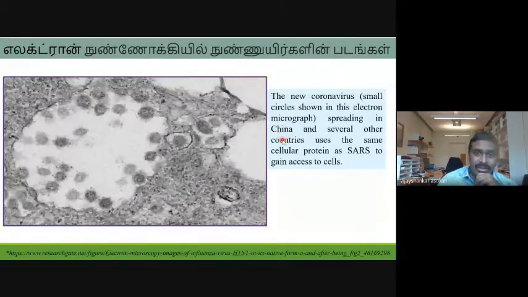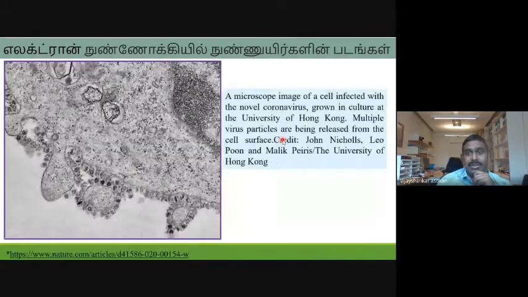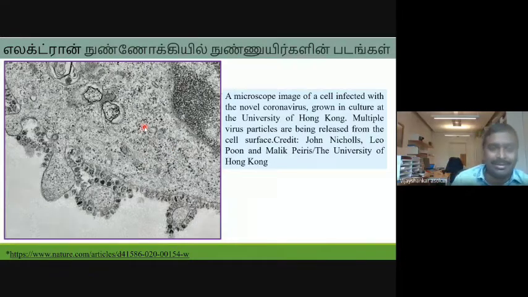Sorry, this is a China virus image, and this is a Hong Kong image. So this is a microscopy image of a cell infected with a novel coronavirus grown in culture at the University of Hong Kong. Multiple virus particles are being released from the cell surface here. If you look in here, later on it develops its activity with the human cell. So this is how the biological things are imaged through electron microscopy.